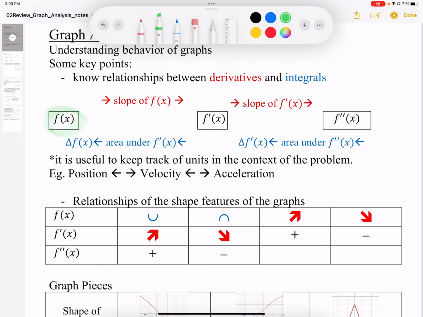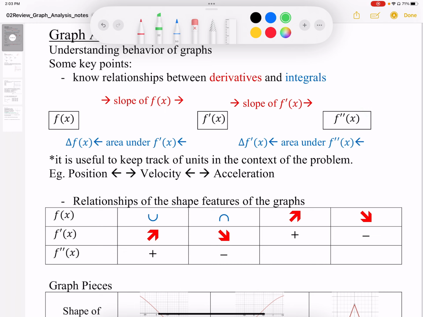our f of x, we want to go to the right, and the slope of f of x is going to be determined by the f prime, and the slope of f prime will give us the second derivative, which also relates all the way back to the original function in terms of concavity. And the reverse is also true, but going from right to left, we are integrating.